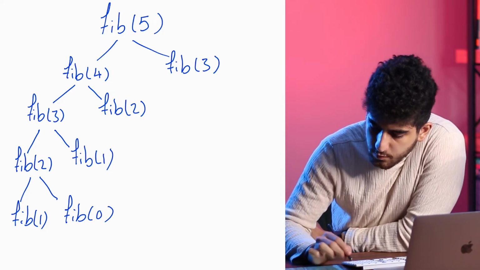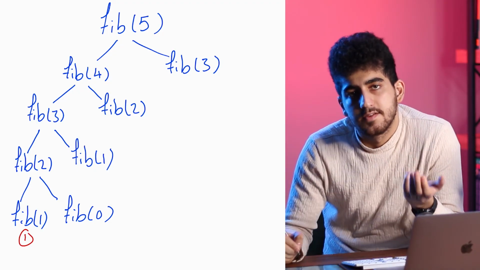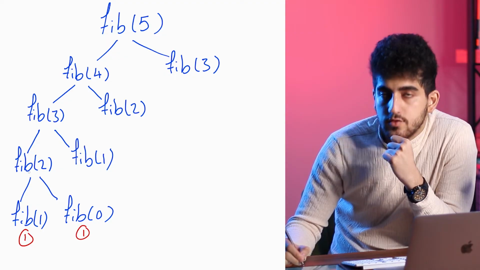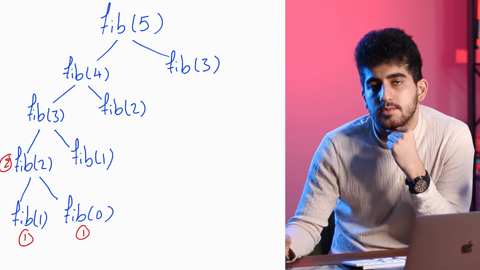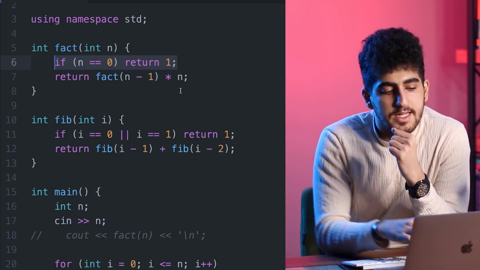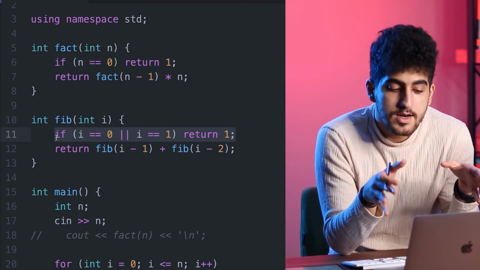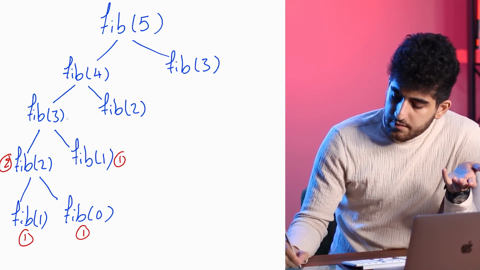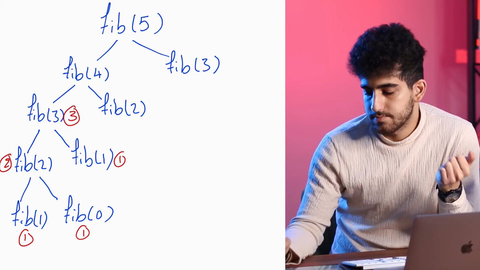In here fib of 1 will be 1, so it will be calculated as 1 and it will return 1. Fib of 0 will be also 1. Then fib of 2 will be the sum of these two numbers, so it will return 2 as the sum of these two numbers. Then in here, in fib of 1, it will again return 1, because as you can see in the code, I said that if I is equal to 0 or I is equal to 1, return 1. Therefore, fib of 3 will return 3, because it's the sum of the two functions that it calls.